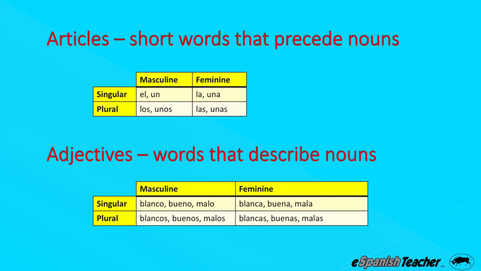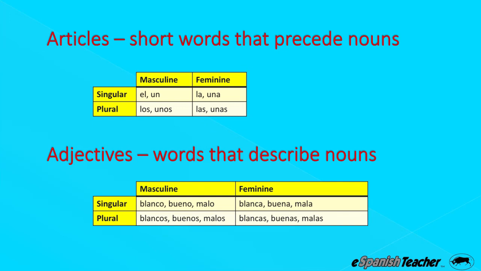So adjectives is the third piece that we haven't covered yet. Adjectives are simply describing words. They describe the noun that you're using. These are oftentimes colors or sizes or characteristics. So singular masculine, we have the words blanco, which means white, bueno, which means good, and malo, which means bad.